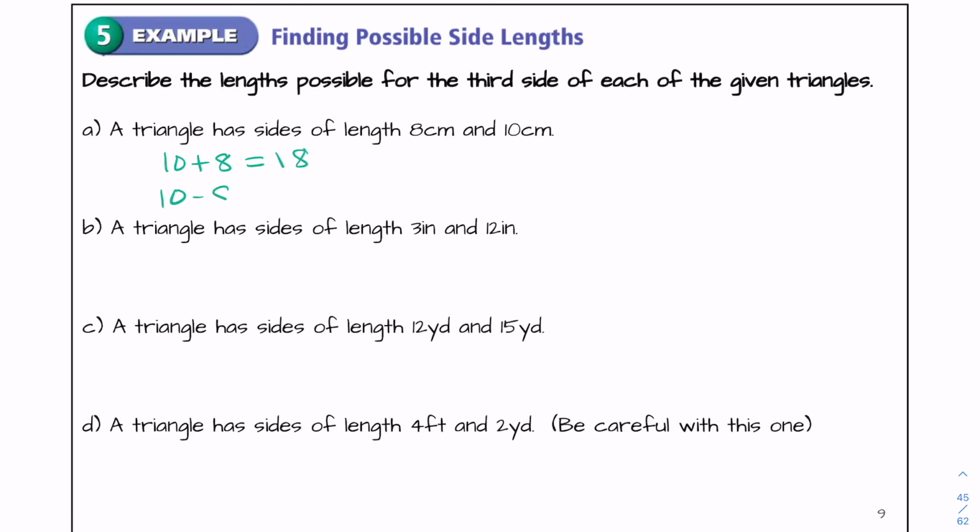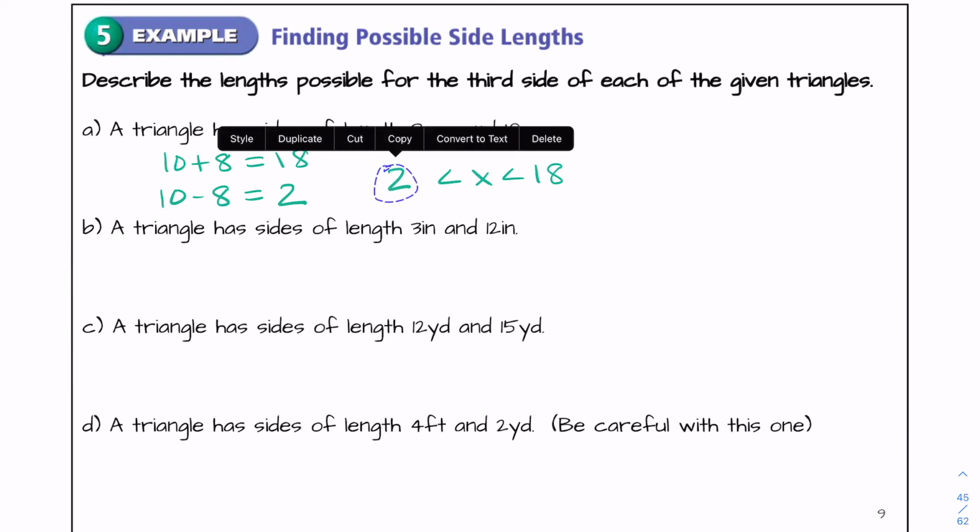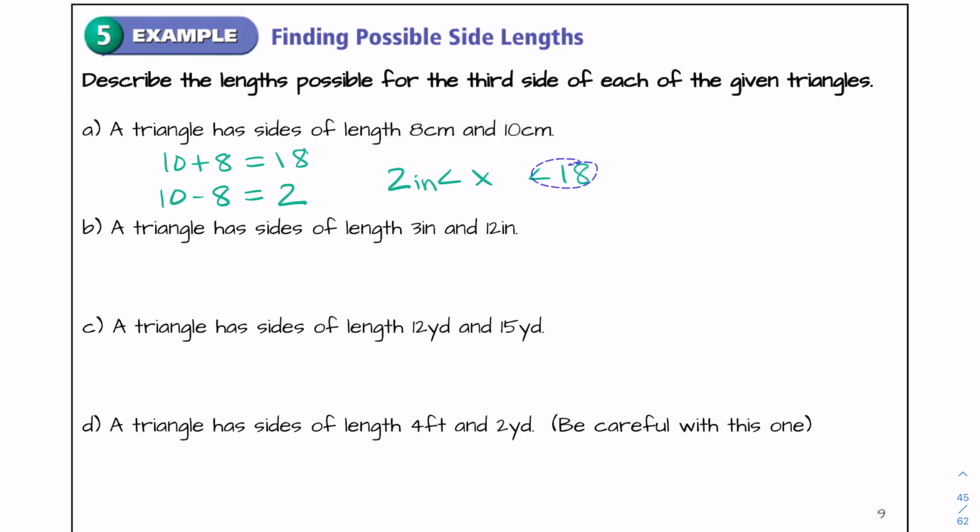And then we're going to take it away because we always want a positive value. So we're going to start with the greater of the two. So 10 minus 8 is 2. So the side has to be somewhere between 2 and 18 inches. It can't be 2 inches and it can't be 18, but it can be greater than 2 inches and lesser than 18 inches. And that's all we do for this one.